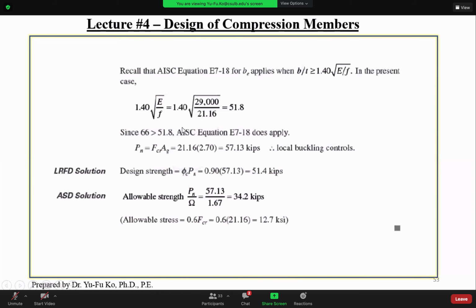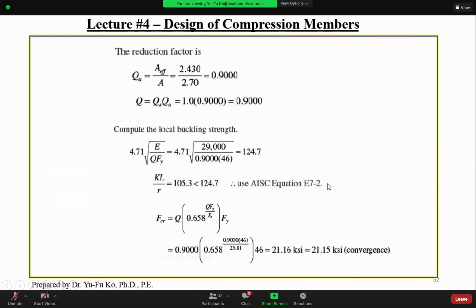So we can plug in this number times AG. Then we got 57.13 kips. So again, this is local buckling control. So this is the iteration method. We got 57 kips for nominal.